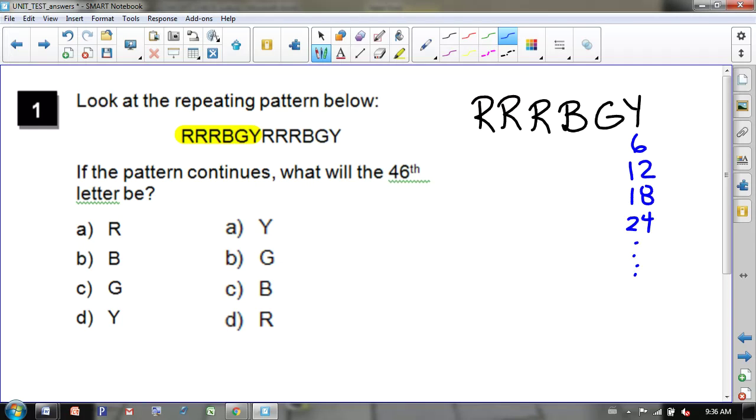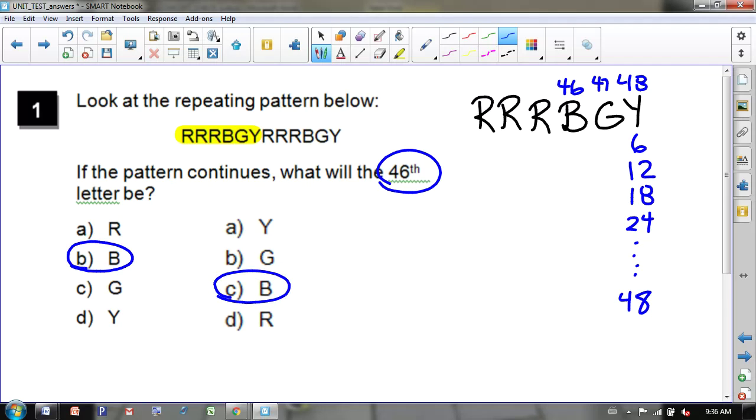These are all of the different multiples of 6. If we were to continue this on, you would eventually get up to 48 as well, which is a multiple of 6. So if we plug 48 back into our diagram here, Y is 48. Since Y would be the 48th term, G would be the 47th, and that means that B would be the 46th term. So on version A, the answer would be B, and on version B, the answer is C.